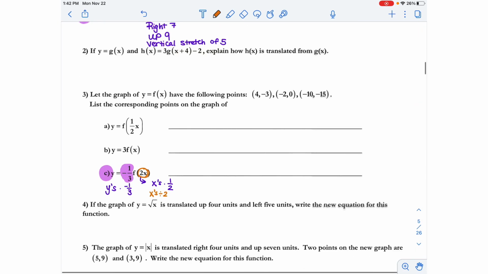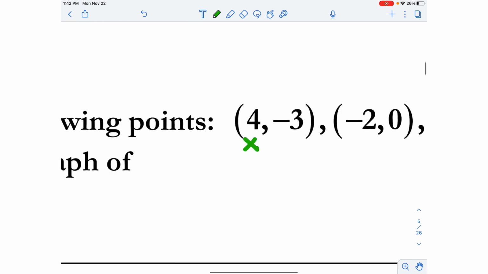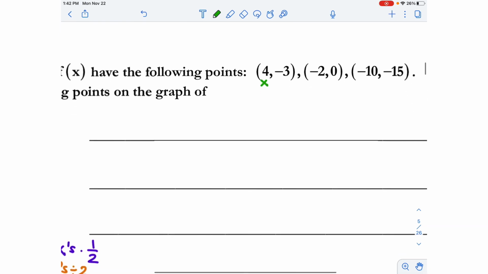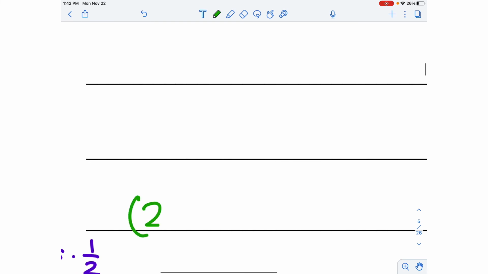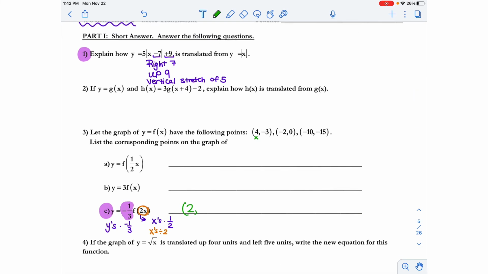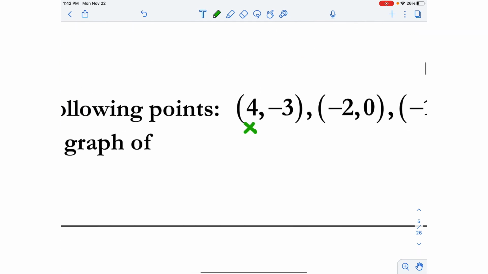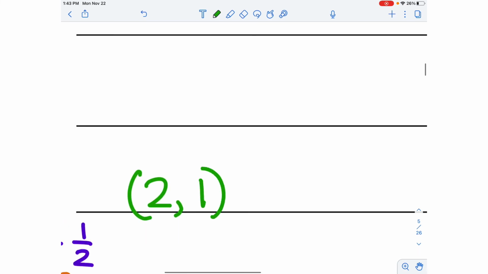Okay, so let's take all of these facts and let's work with our x's and y's. So the first point is (4, -3). The x value is 4, and I have to divide that by 2, which is the same as multiplying it by a half. So that's going to go to the number 2. My y's I need to multiply by -1/3. So -3 times -1/3 is just +1. So this point is now (2, 1).